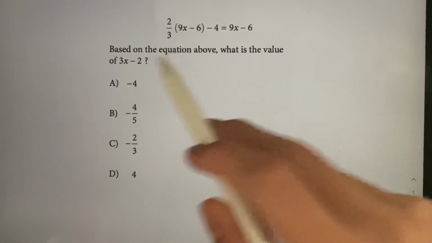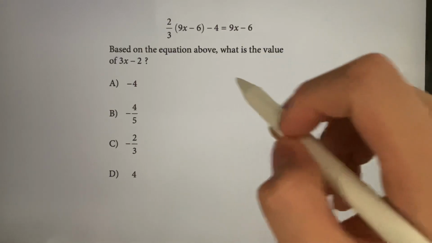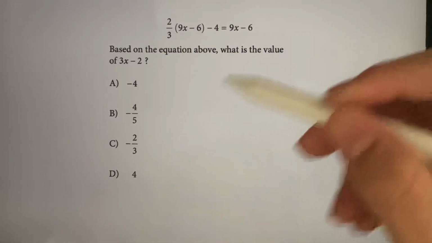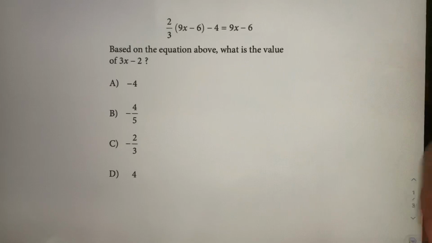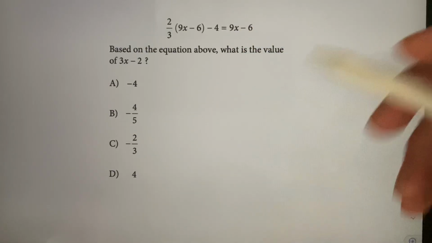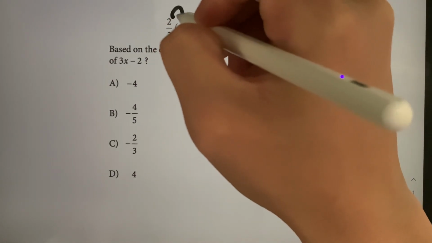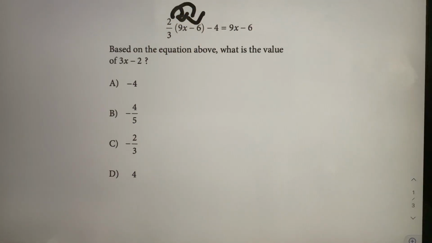Based on the equation above, what is the value of 3x minus 2? So the simplest way to solve this is probably to just solve for x, right? There are no shortcuts around it, and if there are, it's going to take a long time. So let's distribute this 2/3 to every single term inside the parentheses.